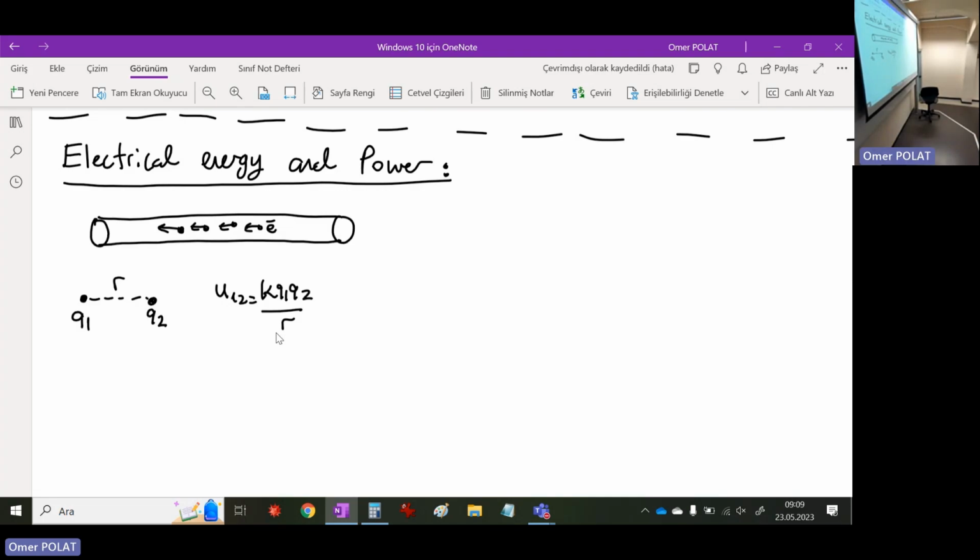Why distance? Because electrons repel each other, and if you keep them together, that means they carry high energy because they repel each other. With that repulsive force, they can do something.